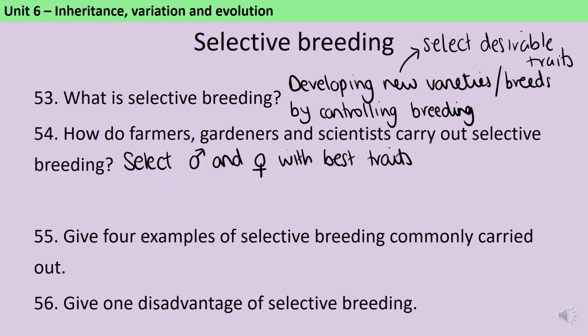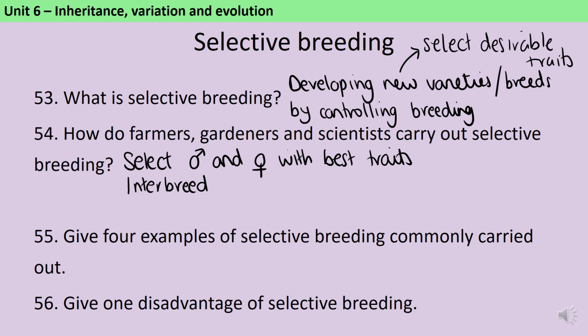To start with, the farmer or gardener or scientist selects a male and a female that have the most desirable traits. So that might be a cow that produces the most milk and a bull from a mother who also produced a lot of milk, or it could be picking 2 plants that have really attractive flowers, or whatever it is. So they're going to take a male and a female that have those traits in their genetic lines, and then they're going to breed them together.